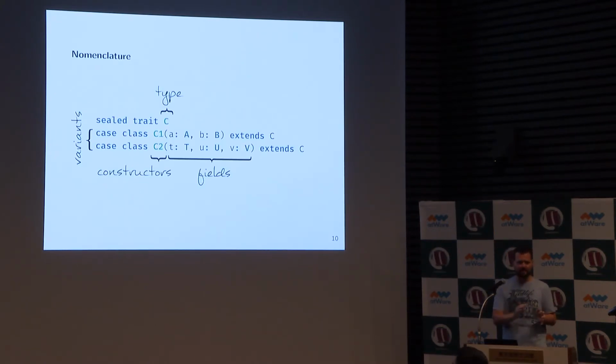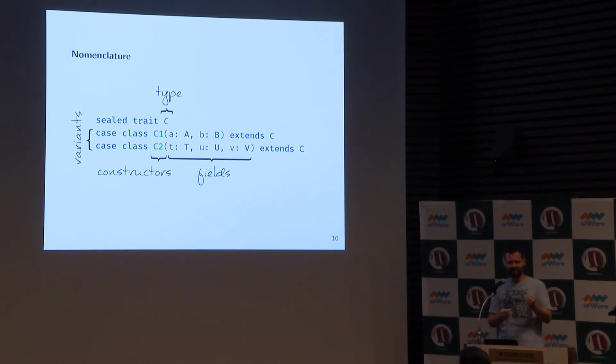This shows some naming. The C, the name of the sealed trait, is the type of the algebraic data type. Coproduct has multiple variants. So each case class is one variant of a coproduct. Each variant has its own constructor. So in order to construct a value of type C with this variant, I will use the C1 constructor. These variants are both products, and each product has multiple fields. That's just naming. Now you can see, using the constructor, how to create a value.